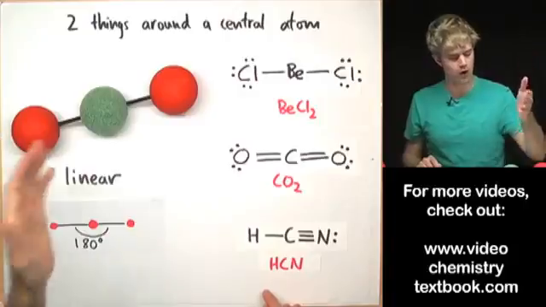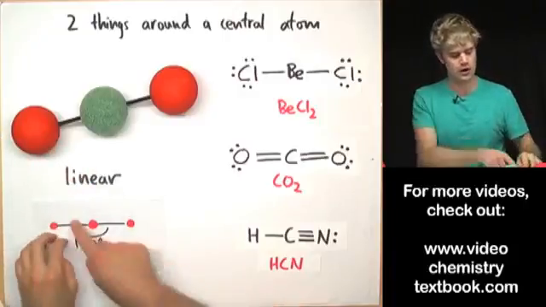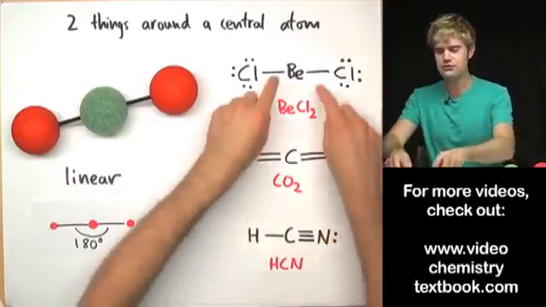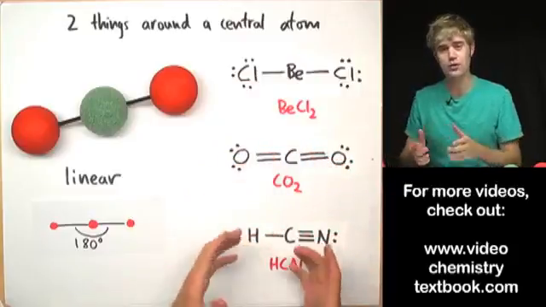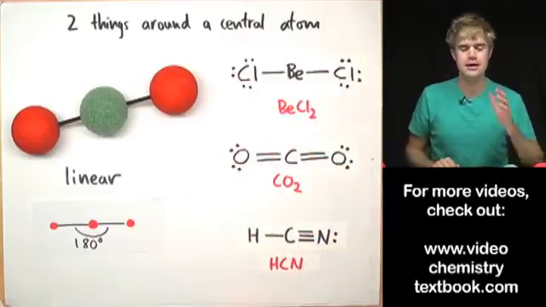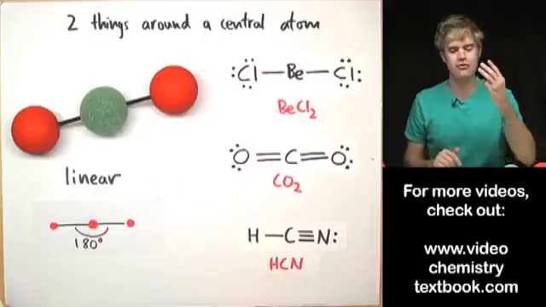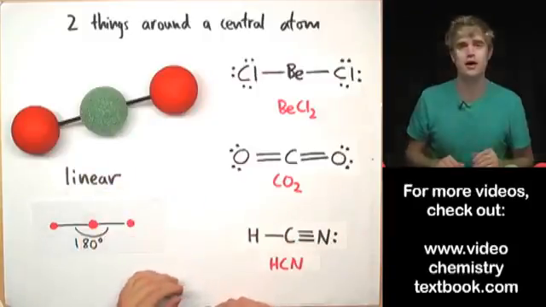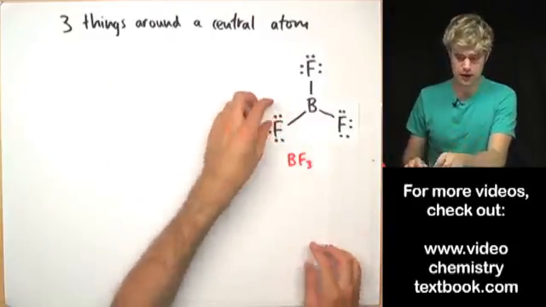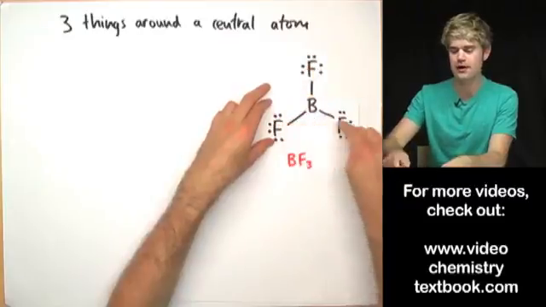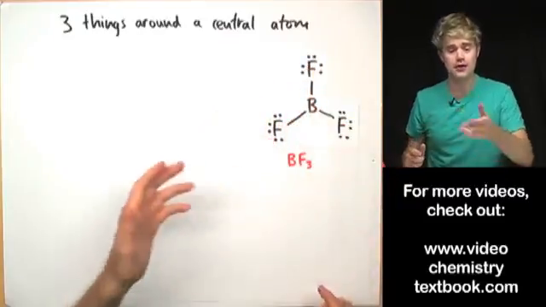So we always get a linear molecule, 180 degrees, whenever we have just two things surrounding a central atom. Now let's take a look at some molecules where we have three things that are surrounding a central atom. Here in BF3, I have a central atom surrounded by three bonds to other atoms.